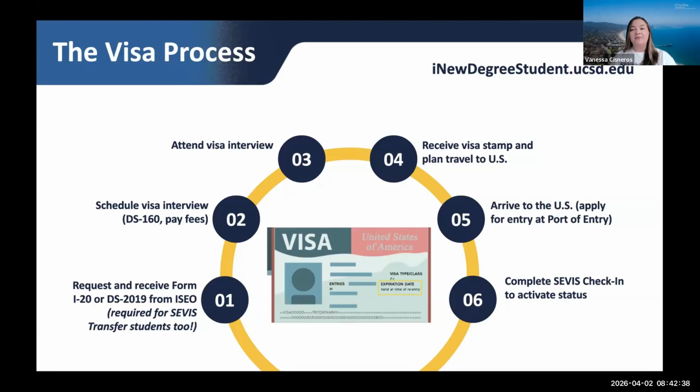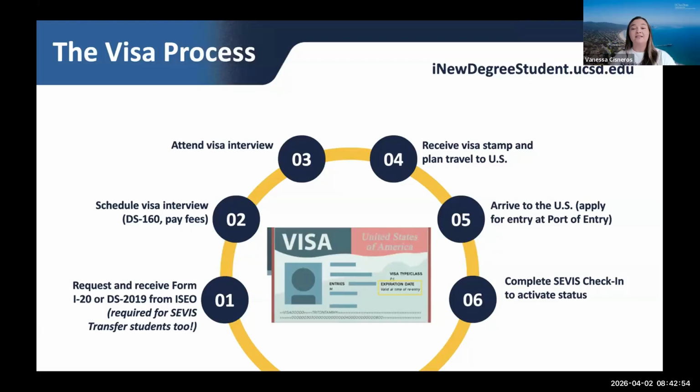So if you're attending this webinar and thinking, I don't need an F1 or a J1 because I already have one, note that you will still need to request a Form I-20 or DS-2019 from ISEO in order to attend UC San Diego.